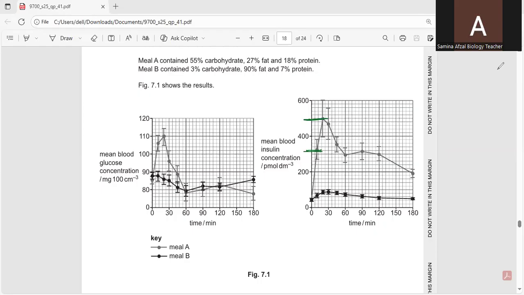So it means when those volunteers ate the food consisting of meal A, which was mostly carbohydrates, that is more than 50% carbohydrates, the blood glucose spiked and reached the maximum level. Then insulin acts on target cells, liver and muscles, stimulating them.